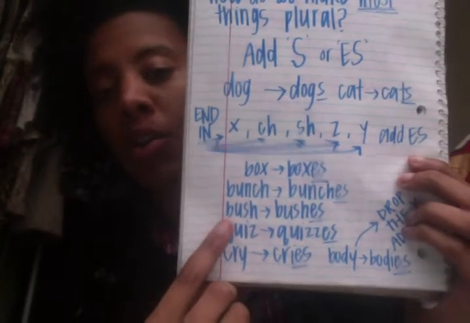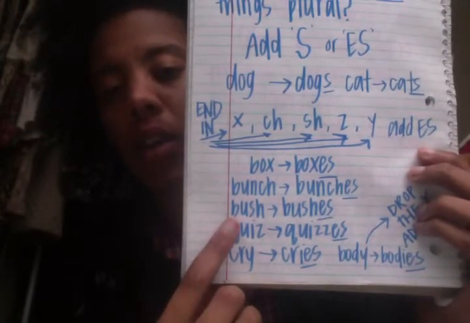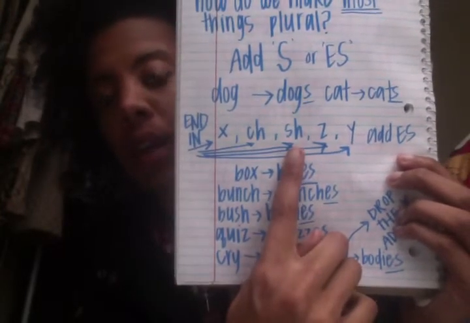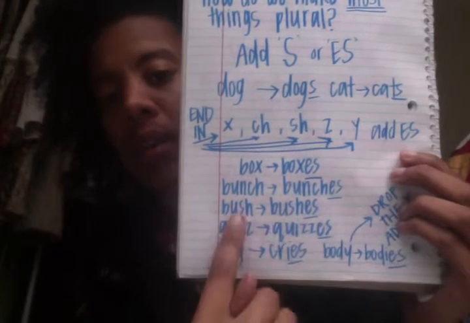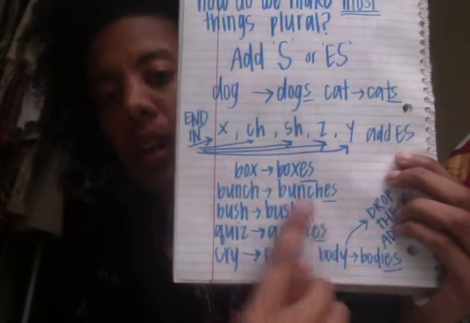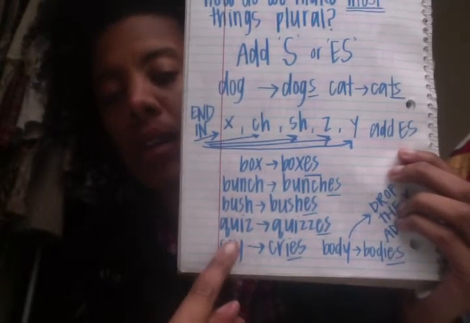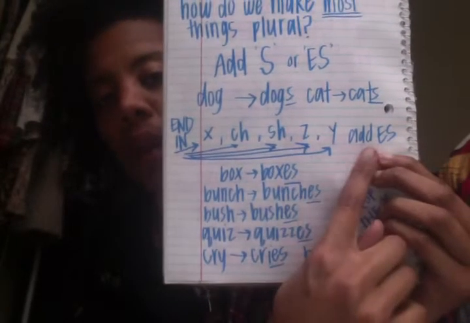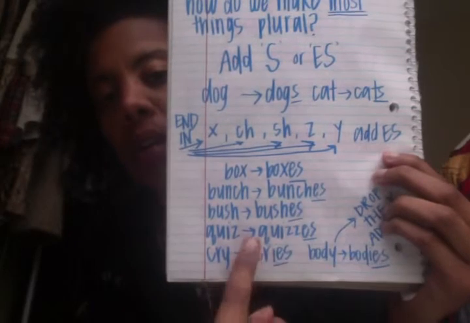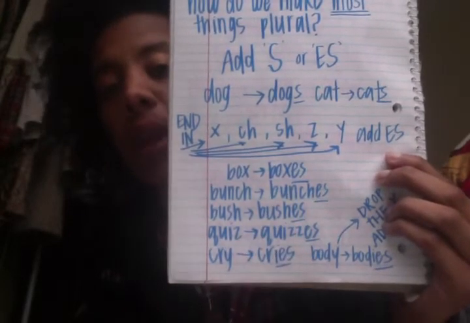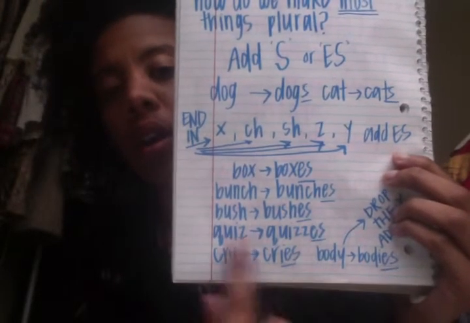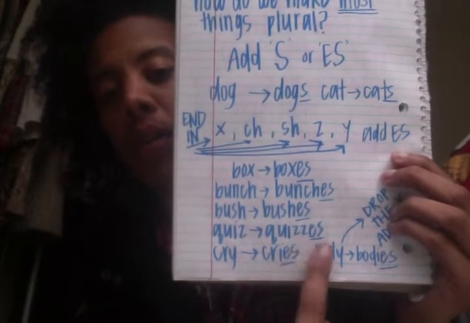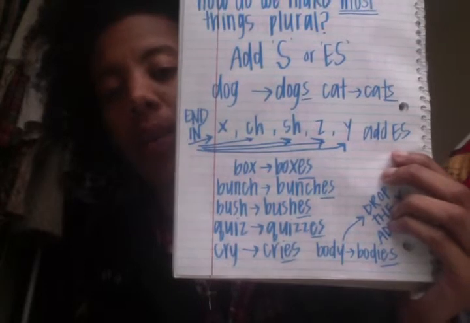Then we have bush. Bush is the singular. In order to make it plural, since bush ends in sh, we have to add es. Bush to bushes. Quiz is the singular. It ends in z, and we know that if it ends in z, in order to make it plural, we have to add an es. Quizzes. And this is irregular as well because, look, it goes from one z, quiz, to two z's, quizzes. But you still have to add the es to make it plural.